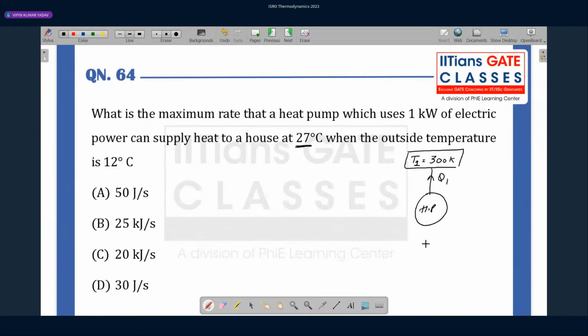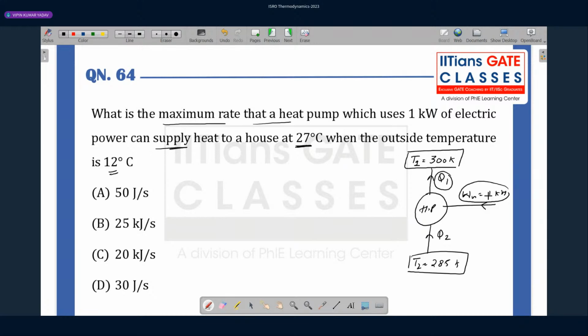Where will this heat come from? This heat will come from the lower surrounding temperature, which is 12 degrees Celsius. So 12 is 273 plus 12, 285 Kelvin. And it requires a work input equal to 1 kilowatt. I think the question asks for the maximum rate at which the heat pump can supply heat. So I need to find the maximum Q1 that it can supply with this work input.